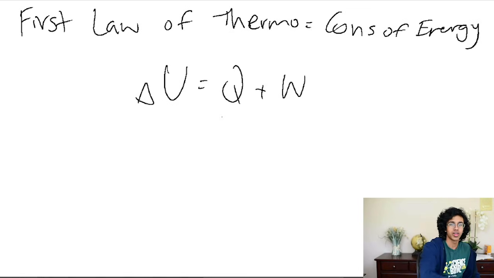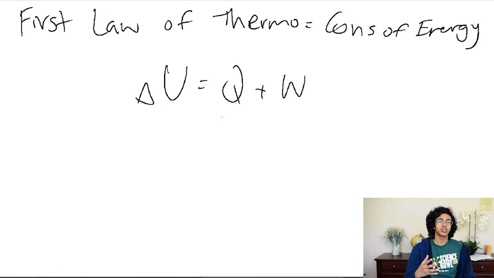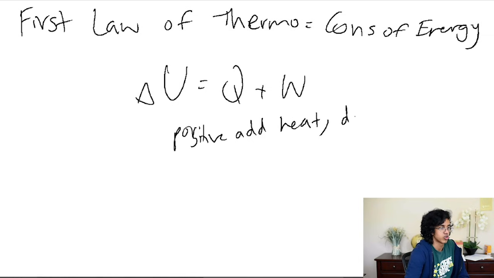If you punch a ball, it's going to start moving faster, and you're doing work on the ball. So basically, if you're doing work on an object, it gets more energy. If work is being done on the object, then its internal energy increases, so W will be positive. Let me just write it out: positive means add heat and do work on.